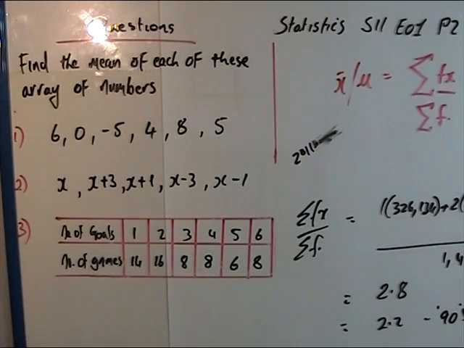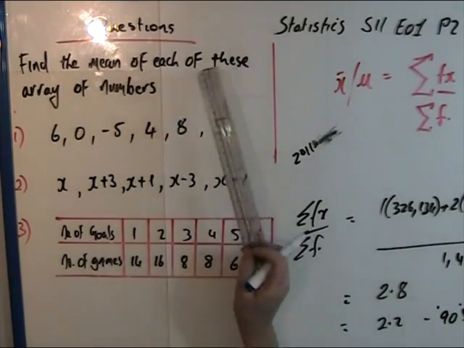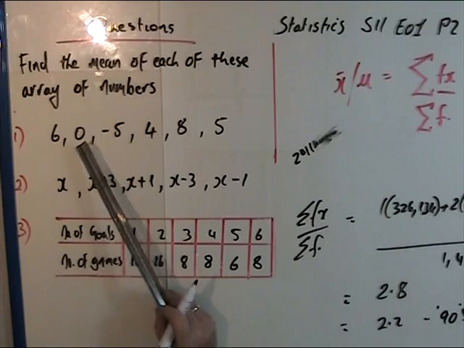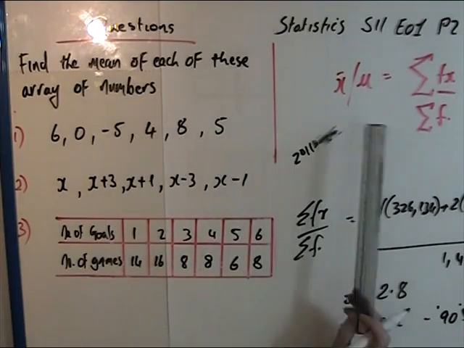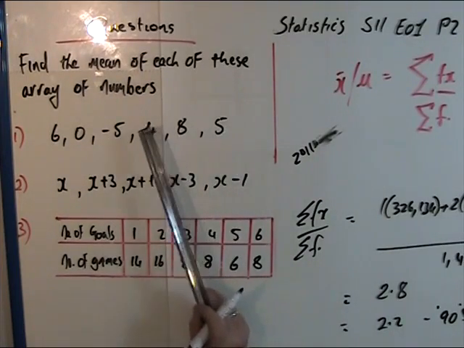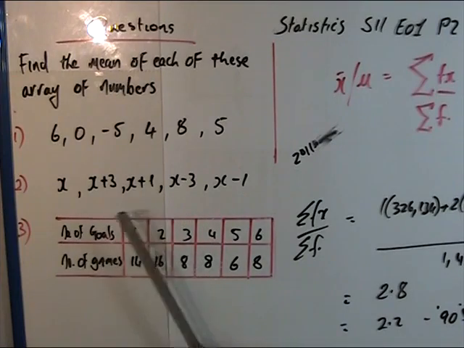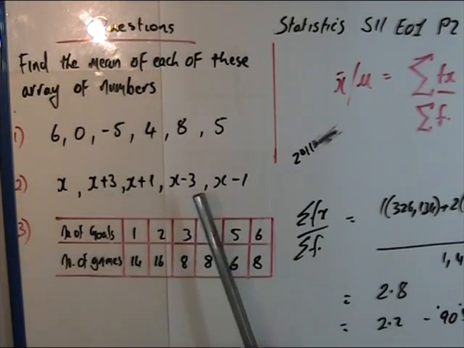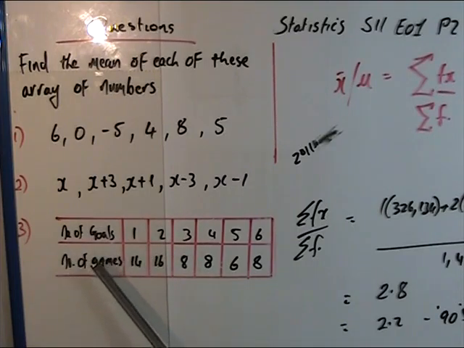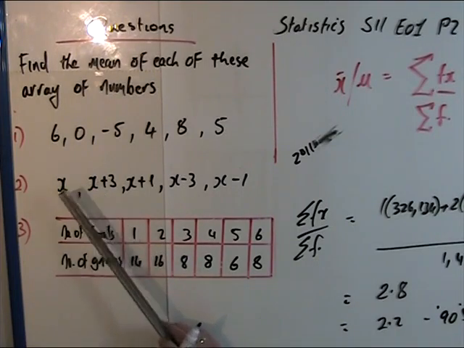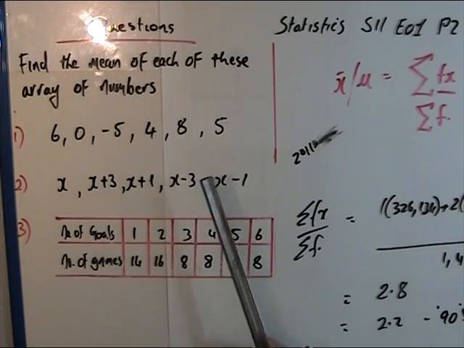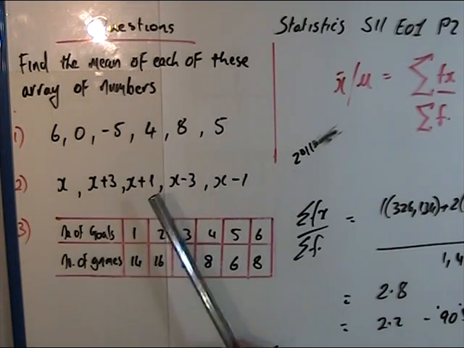Anyway, we're looking at these questions, and it says find the mean of each of these arrays of numbers. Okay, so you add up 6, 0, minus 5, plus 4, and you divide by the number of terms. 1, 2, 3, 4, 5, 6 terms. Okay, now we've got an x here. How many terms have you got? You've got 1, 2, 3, 4, 5 terms, so that's 5. Then you just add x plus 3, x plus 2. And then eventually you get an x plus a number.